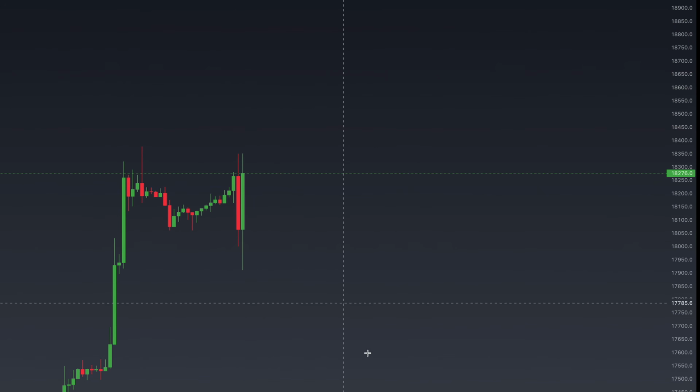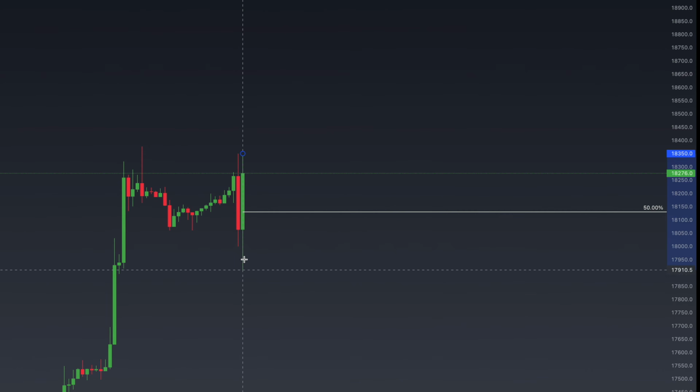And now that candle is closed. So what we're going to do is mark the high of this candle and the low of this candle, and then we're going to use a Fibonacci retracement tool. You're going to go from the top of this candle to the bottom of this candle, and then you're going to mark the 50% mark.